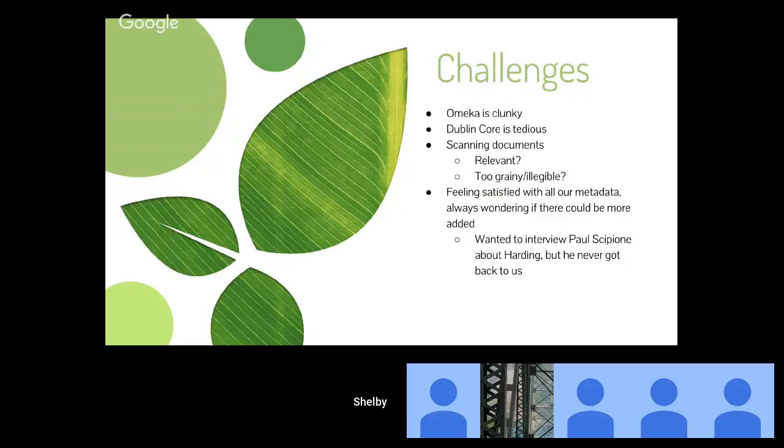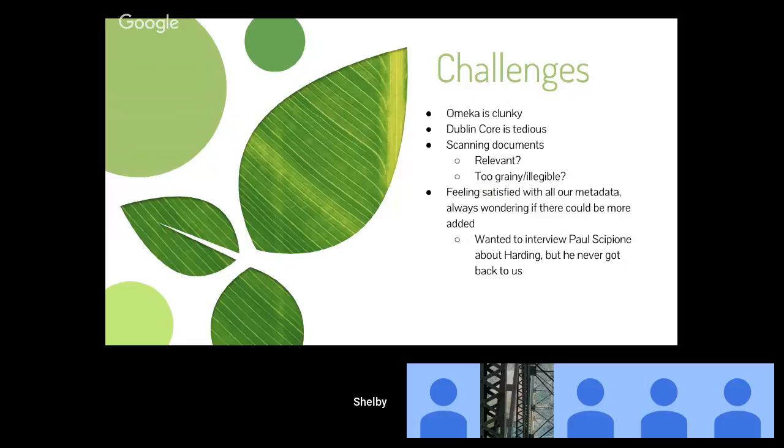With that said, Dublin Core was also tedious, which Dave could talk about forever, I guess. And then scanning documents was also a challenge. I guess this was a good challenge because we had so much stuff to choose from. So we had to figure out what was relevant to our project, and that was time consuming in itself. Like I said, a good problem, because we didn't have a lack of stuff. We had too much stuff.